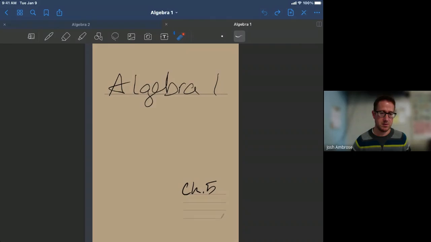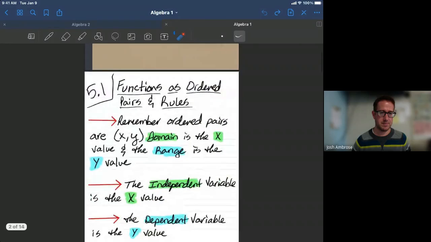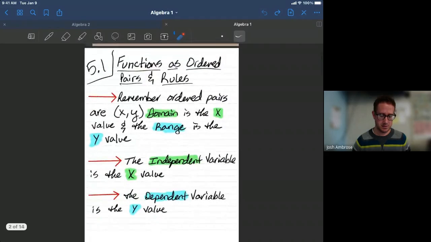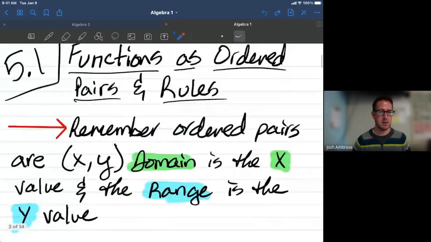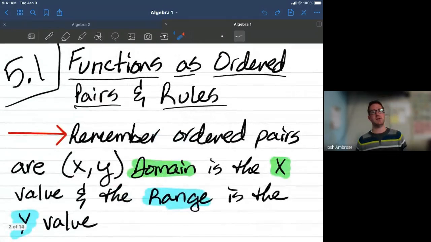Let's jump into our notes, and let's see if we can maybe even make these a little bigger. There we go. Now we can see what we are dealing with. We are jumping into section 1 here. The title of this is functions as ordered pairs, and then the rules that go with that.